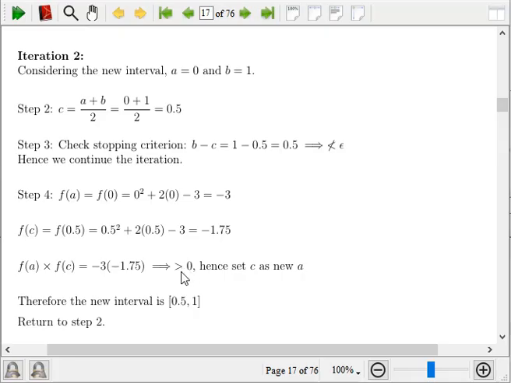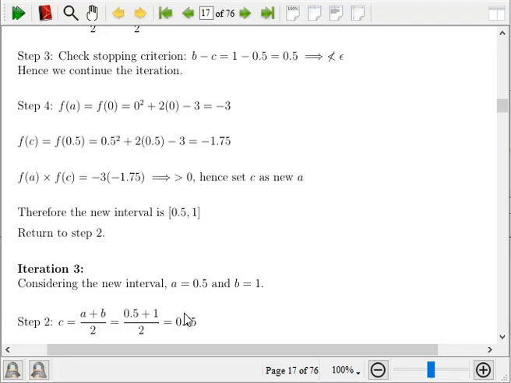So if it is greater than 0, what we do is we set c as the new a. So c, our c value, where is c? This is c. So c becomes our new a, and the interval becomes 0.5 and 1, because this is our new a. So this is the new interval. We move on to iteration 3.